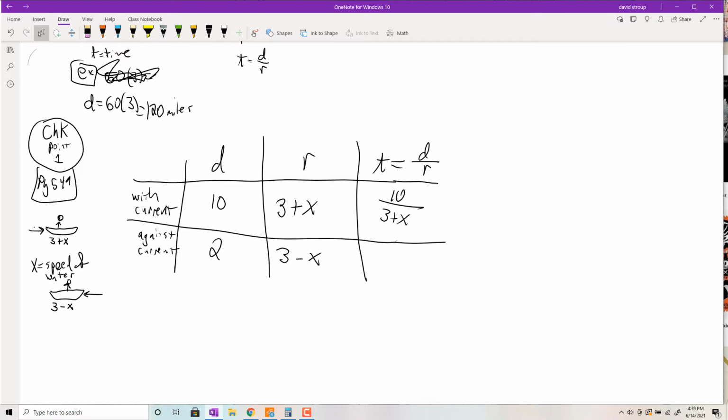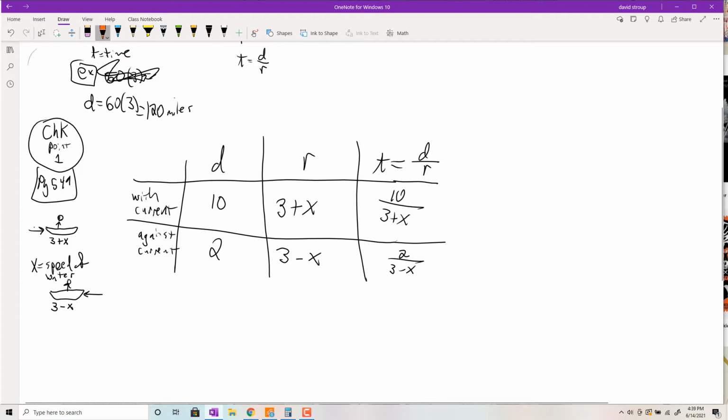Going against the current, it's 2 over the rate. And then I go back to the question to find my equation. It's in this sentence that says it takes you the same amount of time to travel 10 miles downstream with the current as 2 miles upstream against the current.